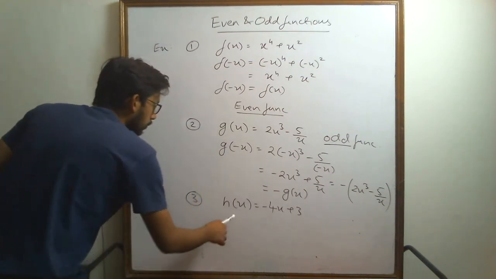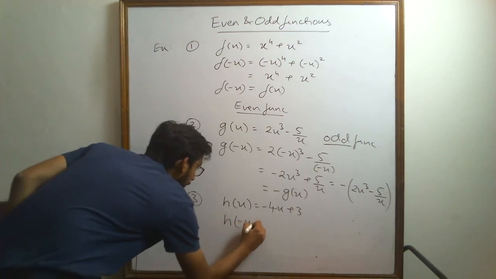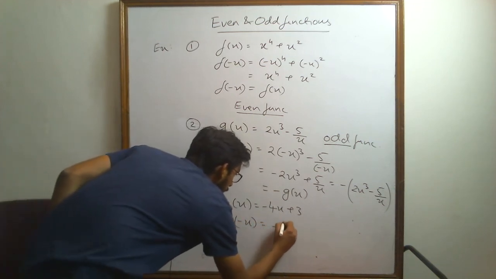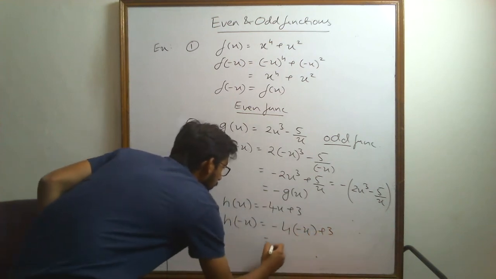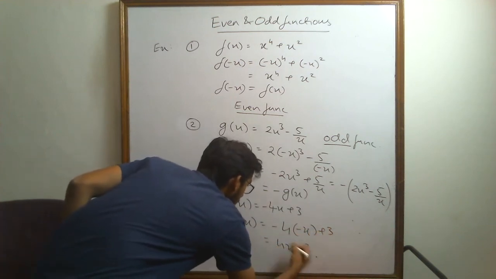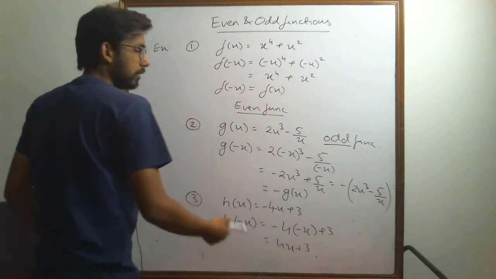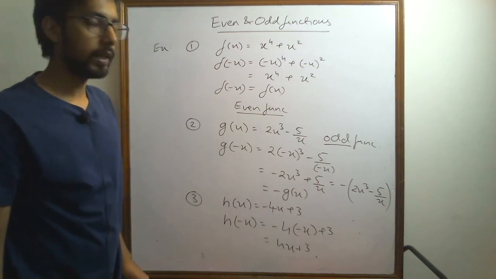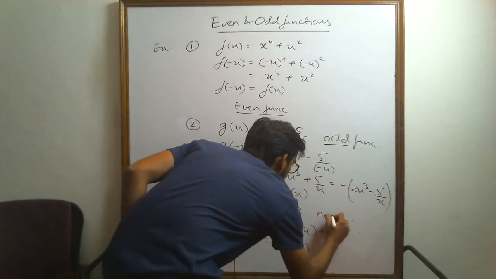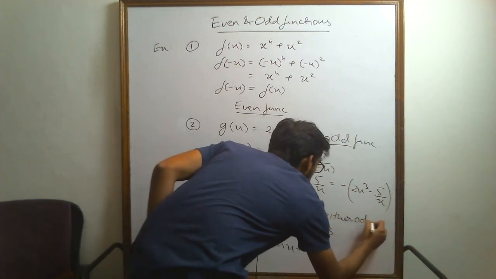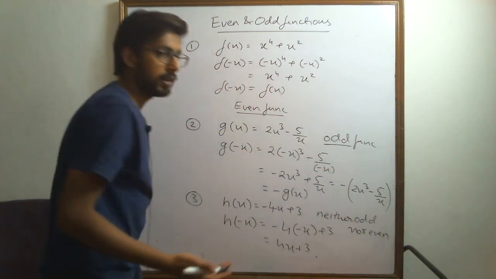Next example, h of x is equal to minus 4x plus 3. h of minus x is equal to minus 4 into minus x plus 3, which is equal to 4x plus 3. Now 4x plus 3 is neither equal to h of x, neither is it equal to minus of h of x. Therefore, this function is neither odd nor even. And yes, that is possible.